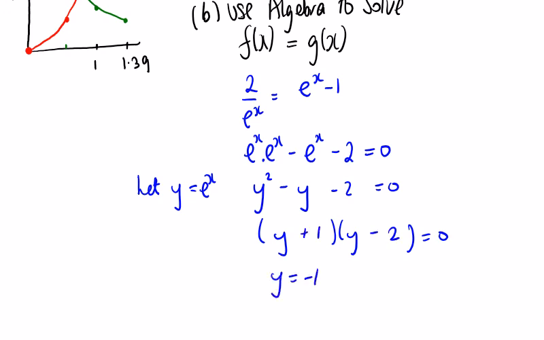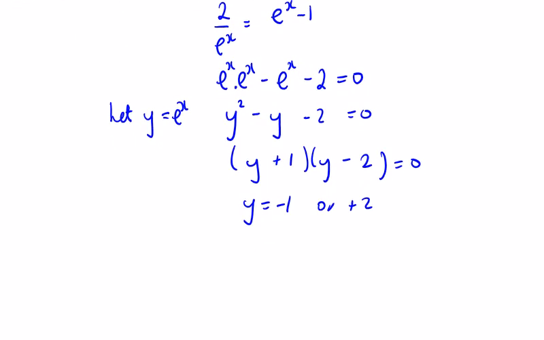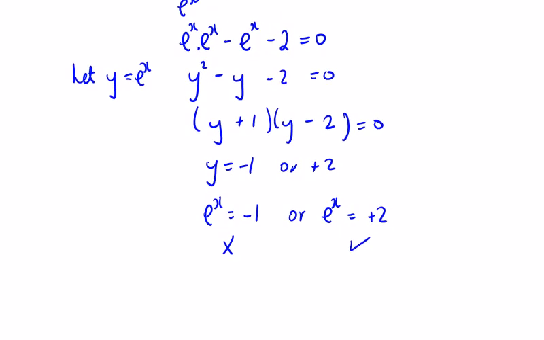So y is equal to minus 1 or plus 2, and e to the power of x is equal to y. So e to the power of x is equal to minus 1 or e to the power of x is equal to plus 2. We know here that we can't get a negative number if we raise e to a power, so it's this one here. So we're going to have x is equal to the natural log of 2, using your log rules. And the natural log of 2 is a decimal. If we want to write that, x is 0.693.